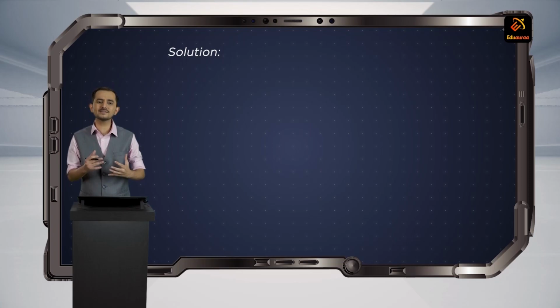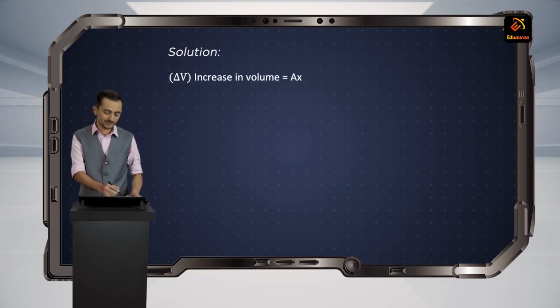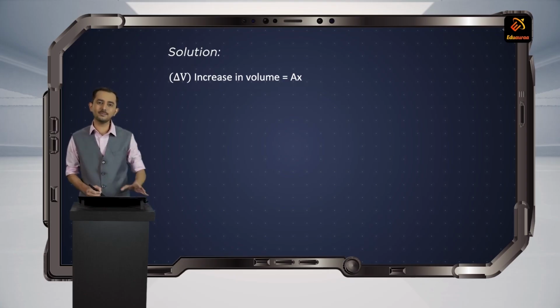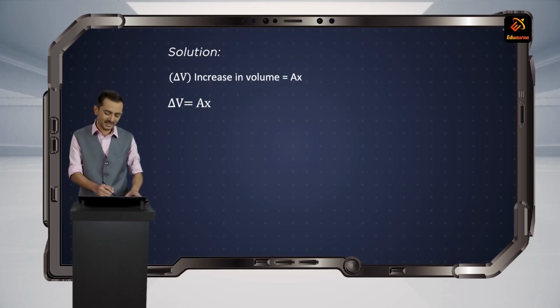First of all, we are going to assume that the piston is displaced by distance x above its equilibrium position. So we can say increase in volume is equal to constant area of cross section A multiplied by increase of length, which we are considering as x. So we say increase in volume, let's say delta V, will be equal to A times x.